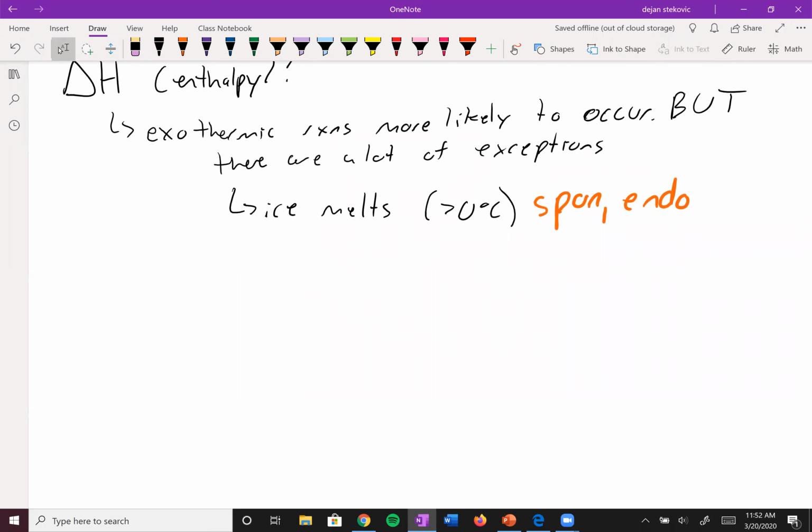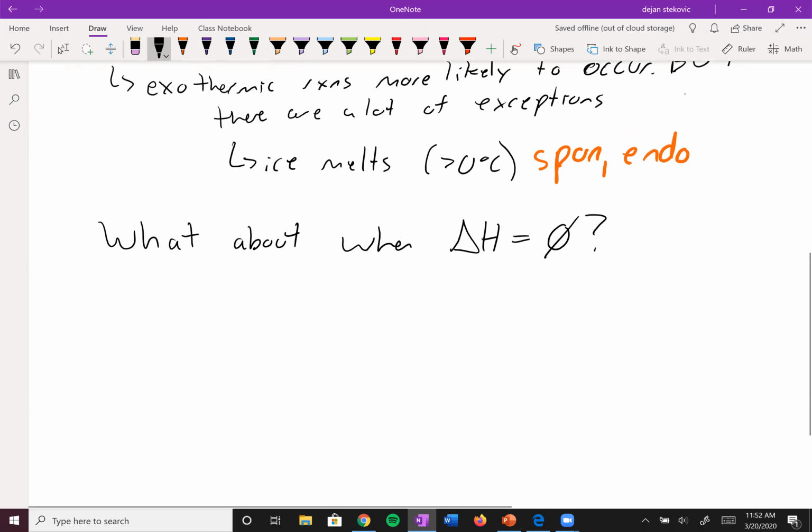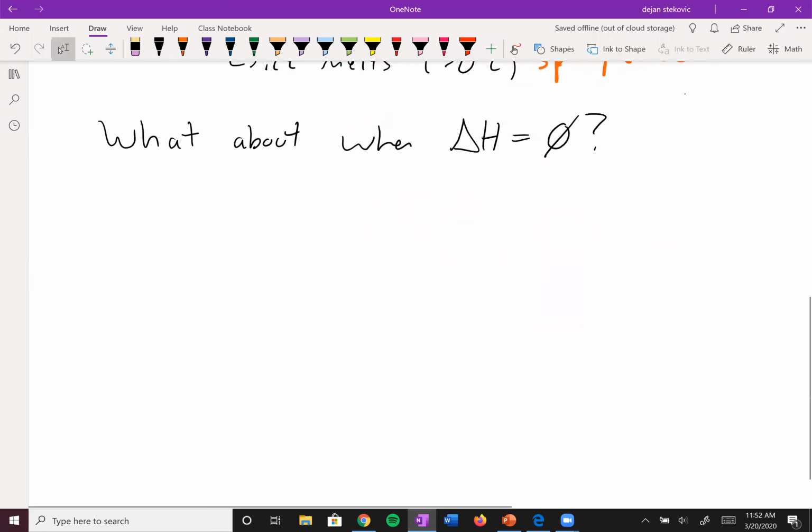So let's take a look at examples when delta H is 0 and see what else is going on in the system. So what about when delta H is equal to 0? When delta H is equal to 0, the whole system does not change in terms of heat, right?